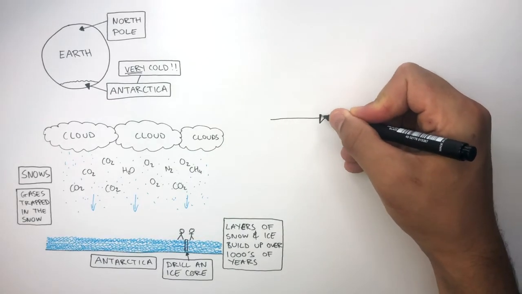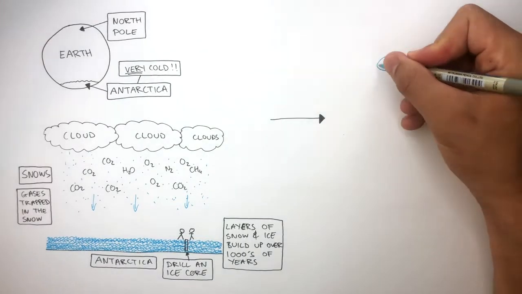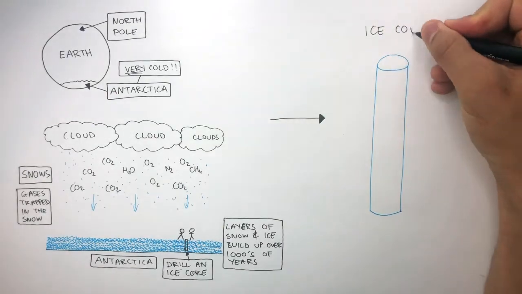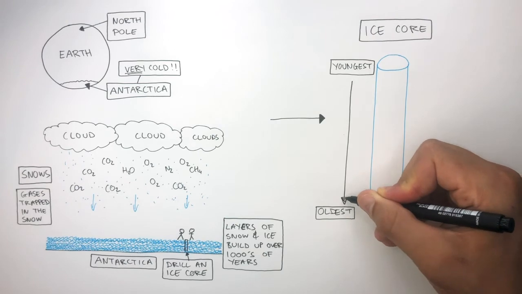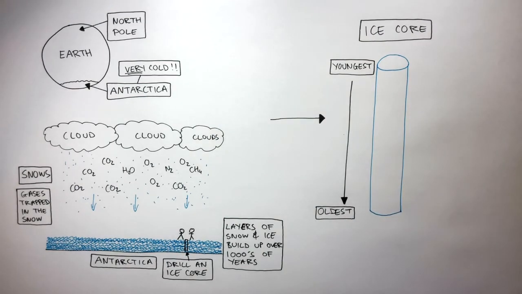So, in the laboratory, the scientists now have their ice core, and this is what an ice core looks like. In an ice core, the youngest ice is at the top and the oldest ice is at the bottom. So, the ice gets older going down the ice core. And this ice represents thousands of years' worth of snow having settled in Antarctica. So the scientists then analyze the gases within the ice.